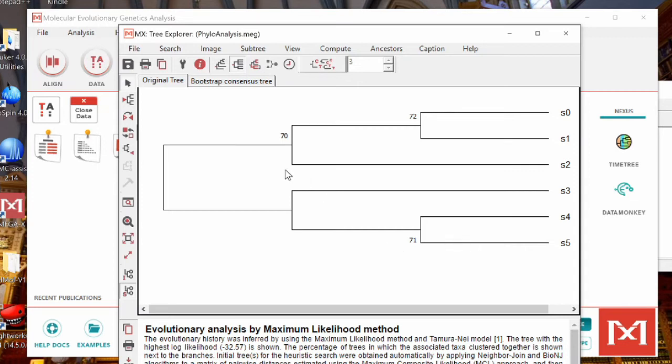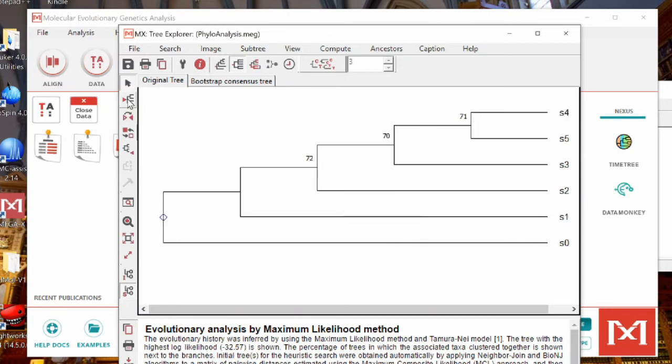Okay, let's place a root. To do this, we have to select the branch, because we know that all our sequences spanned from S0. So I selected this branch, and here there's a button called root the tree. Now I rooted the tree. Now it makes sense.